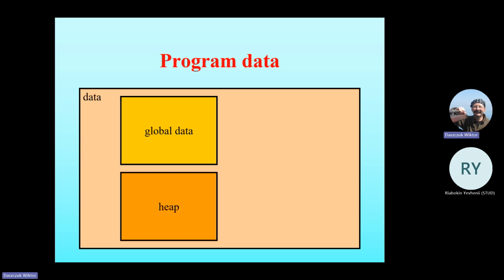So generally, this area is transparent to the operating system, but not entirely. Some data about this area are kept in the operating system. It contains global data, the global variables of the program. Heap, a part of memory in which dynamic data are allocated.